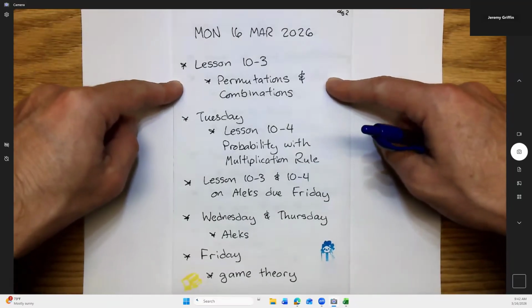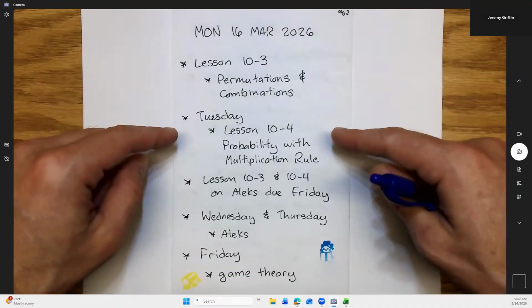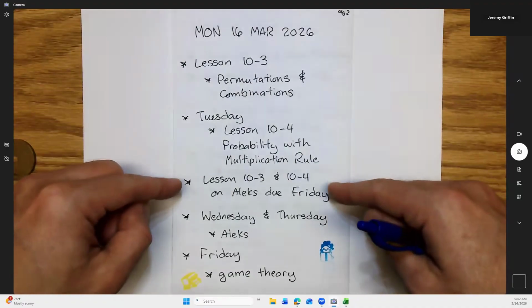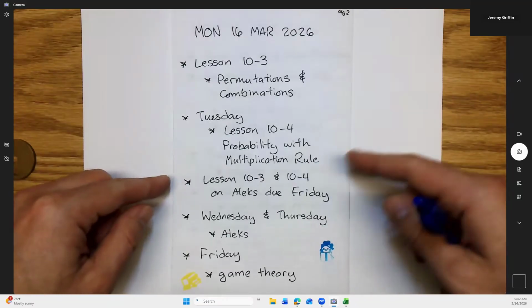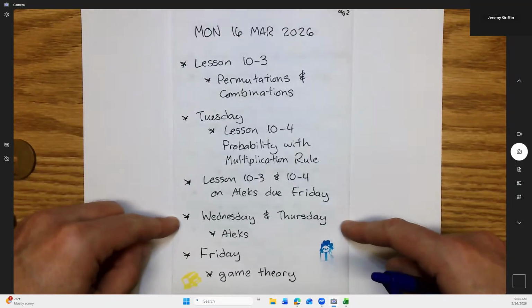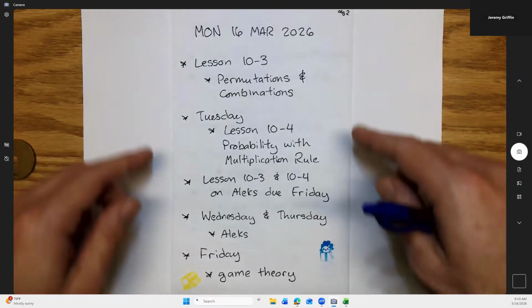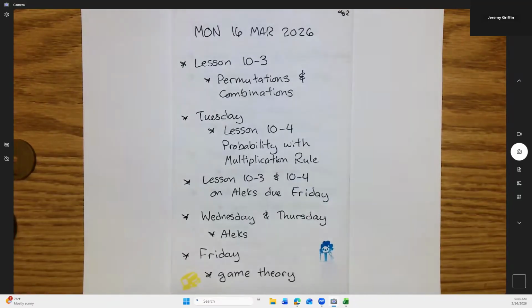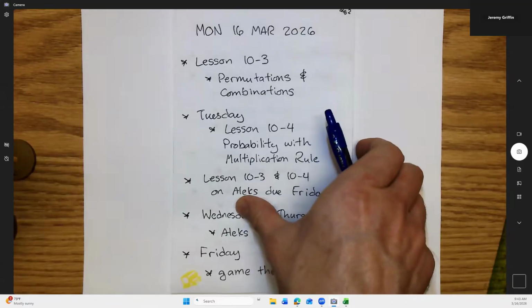10.3 is permutations and combinations. I'll show you guys some examples there. We'll do 10.4 tomorrow. Lesson 10.3 and 10.4 is open on Alex, so that'll be this Friday. I'll give you guys Wednesday and Thursday as Alex days. And since we're in a probability module, on Friday I'll do a game theory lesson with you guys, a game theory activity.